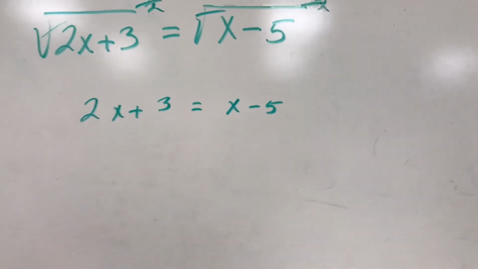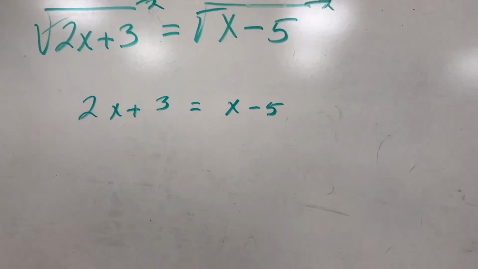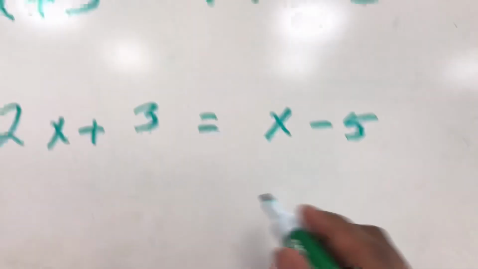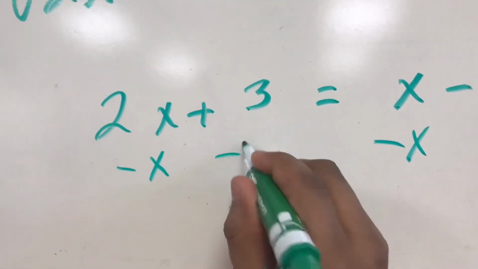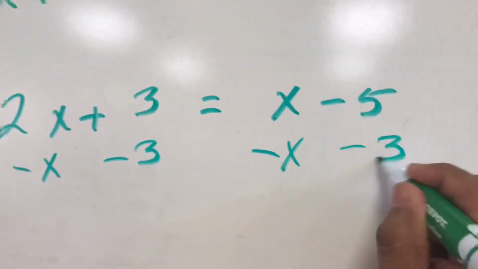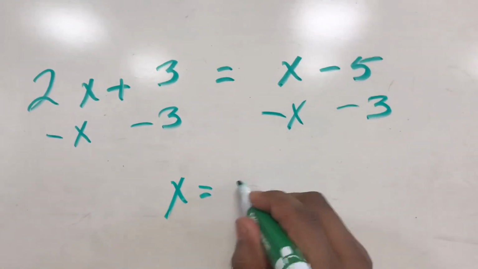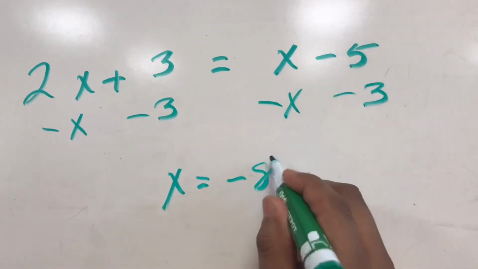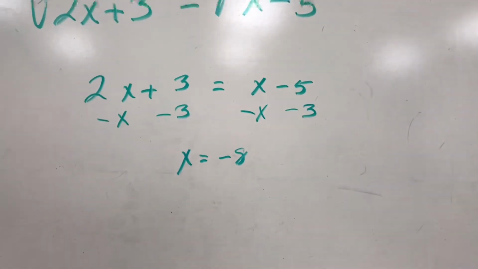Now it just turns into a regular equation where you have to get the x's together in order to solve. So you're going to move the x's over here, move the constants over here. So that leaves me with x equals negative 8. And that is your solution.